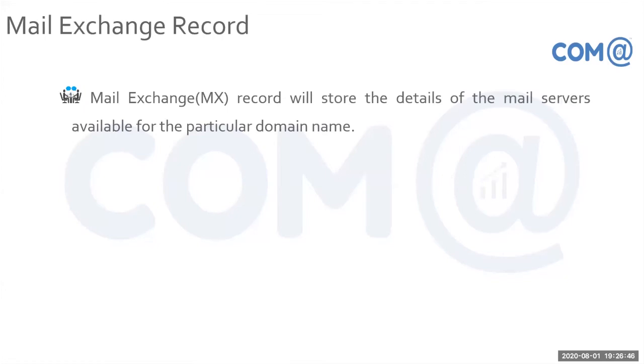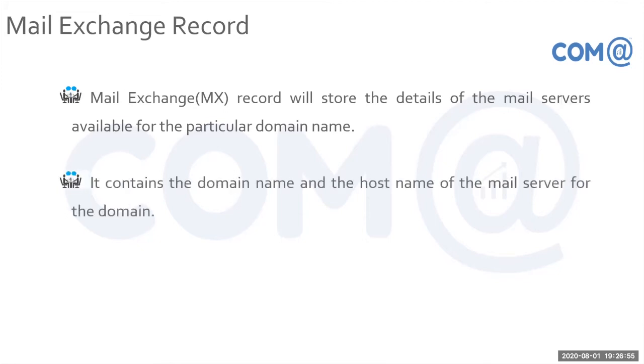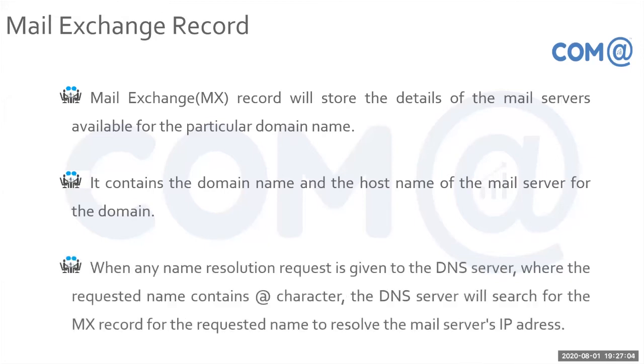And explaining about the mail exchange record, it maintains the details of the email servers available for the particular domain. It also contains the domain name and the host name for the email server for the particular domain. And when a name resolution request is given to the DNS server where the requested name contains the @ character, the DNS server will be searching for the MX record for the requested name to resolve the email server's IP address.